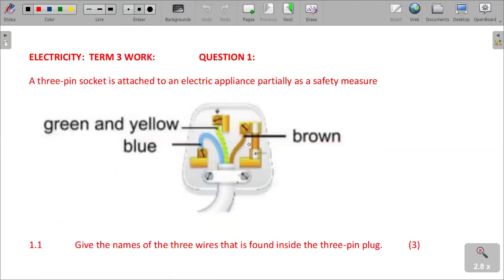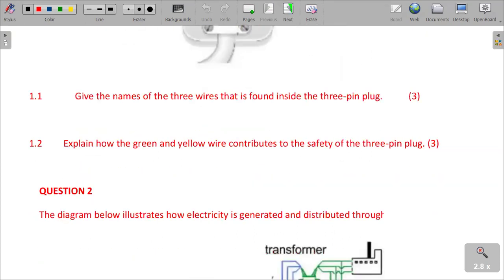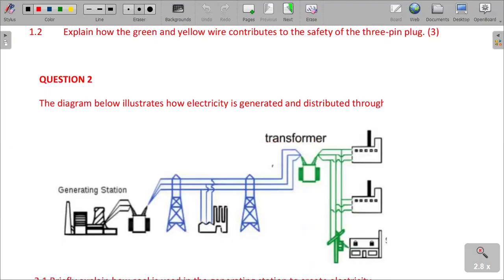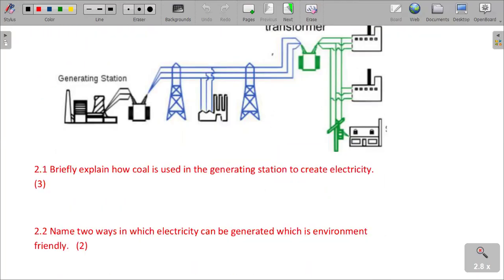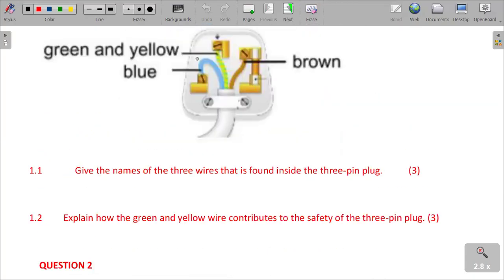We're going to talk about the three-pin socket that we normally use in our households and various appliances, the color coding, and also power generation, the functions, how coal is used to generate electricity, and two other ways in which electricity can be generated which are environmentally friendly. I'm sure you're going to benefit quite a lot from these questions.